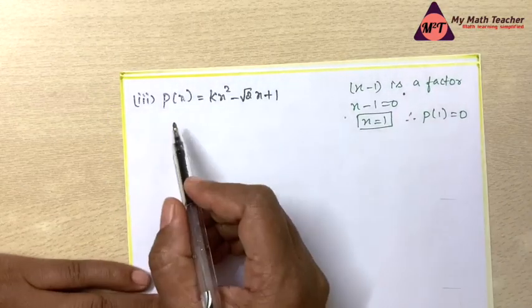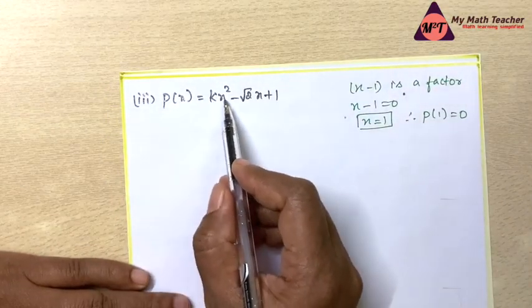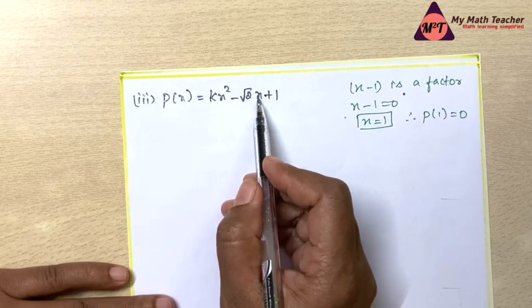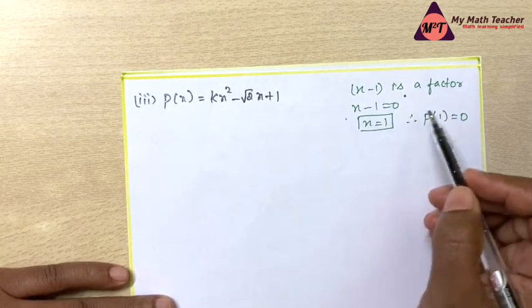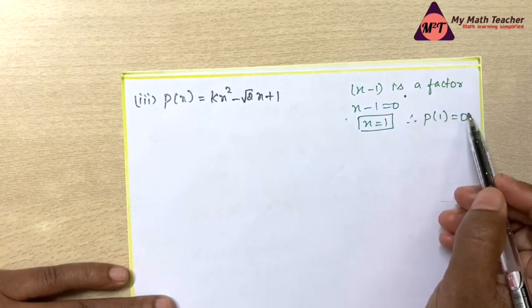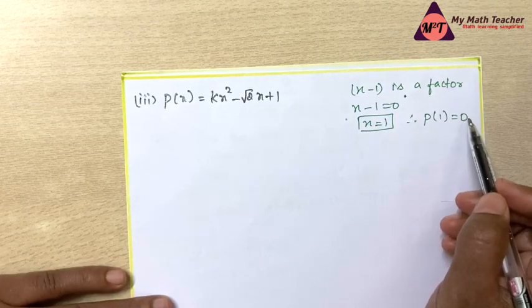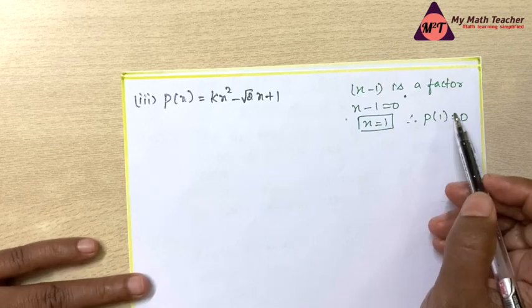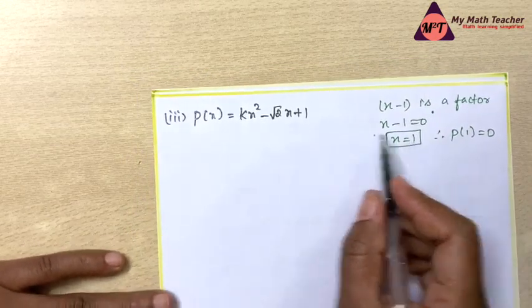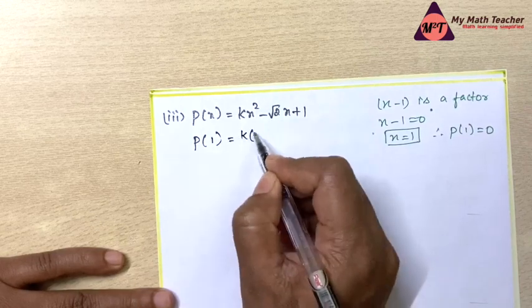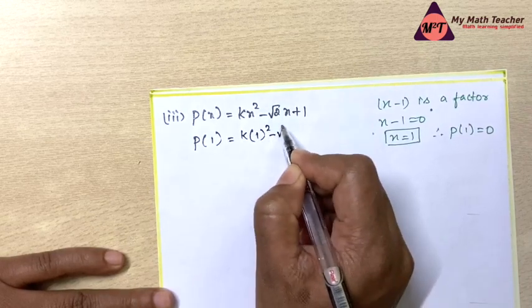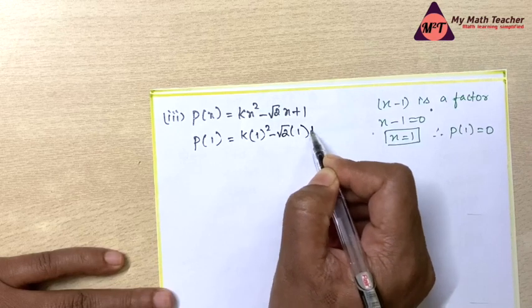Third subdivision is p of x given as kx square minus root 2x plus 1. x minus 1 is a factor. x is equal to 1. We know that p of 1 will be 0 because the remainder will definitely be 0 when you apply 1 here. So now we are applying 1 value here. P of 1 is equal to k into 1 square minus root 2 into 1 plus 1.